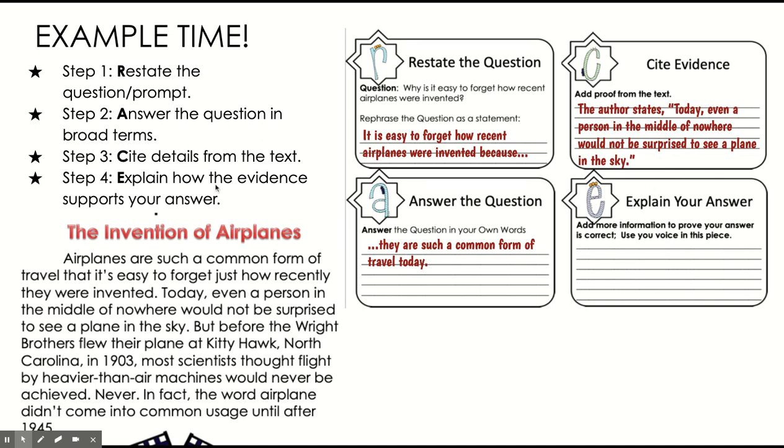But I'm still not done. By step four, I need to explain how the evidence supports my answer. So I'm going to add more information to prove my answer is correct. Because of this, it is hard to believe that the Wright brothers flew the first airplane in 1903. It seems like they have been around forever.